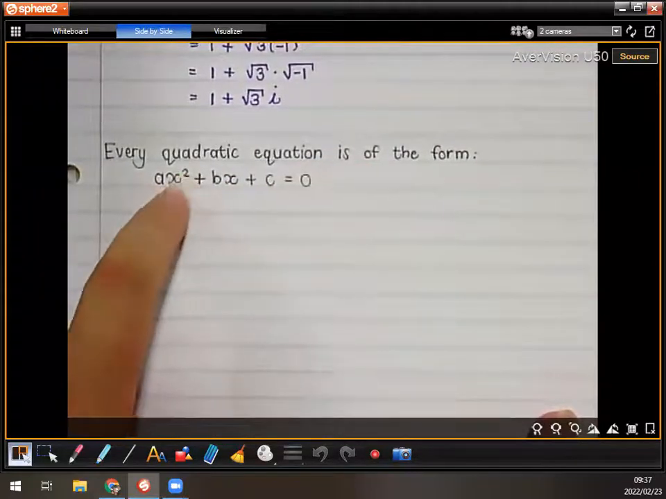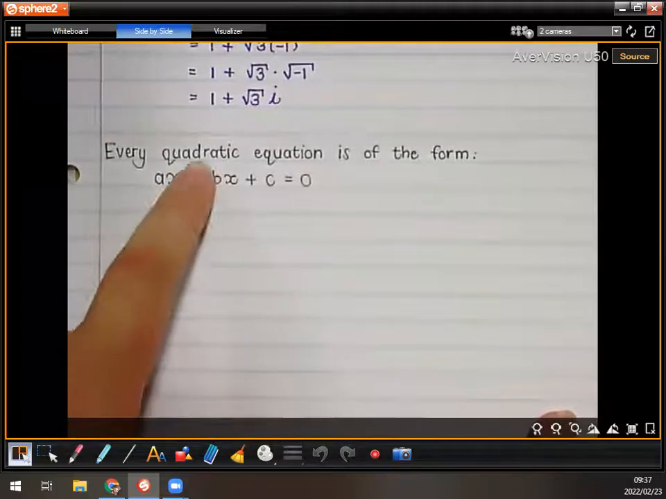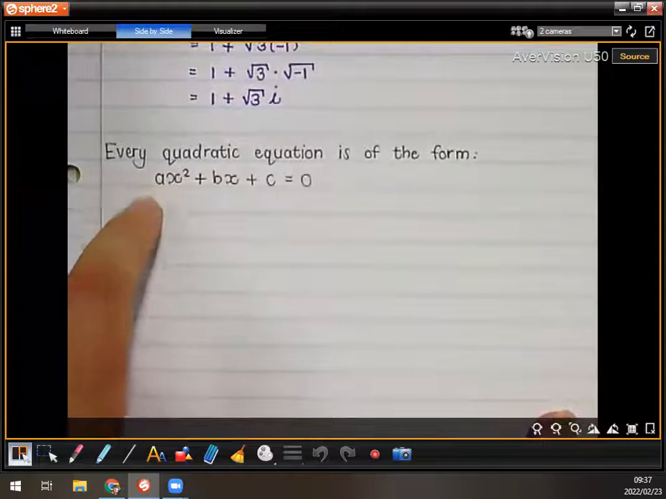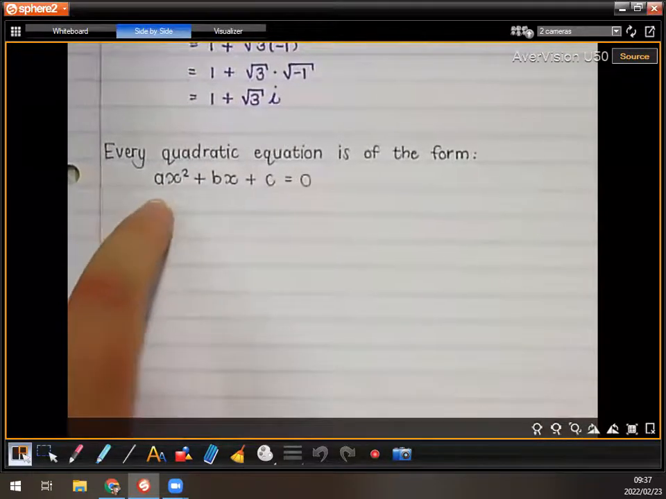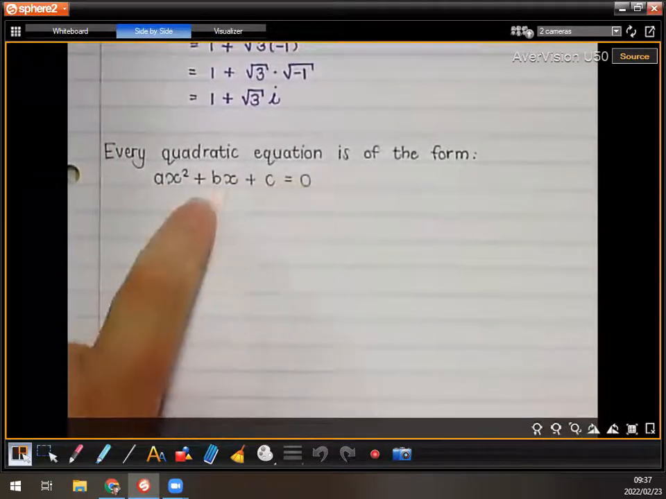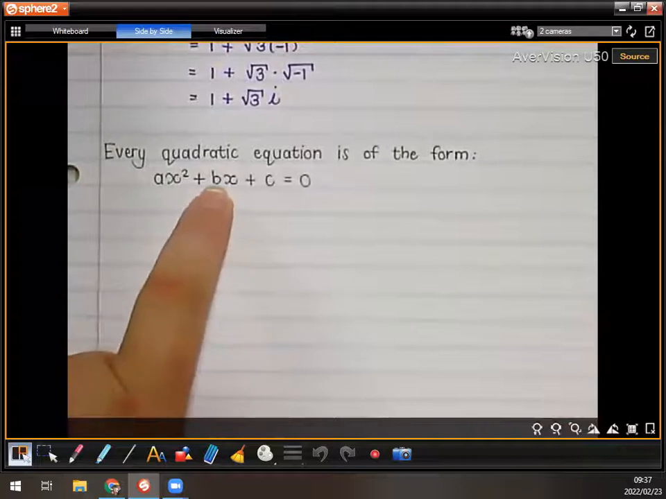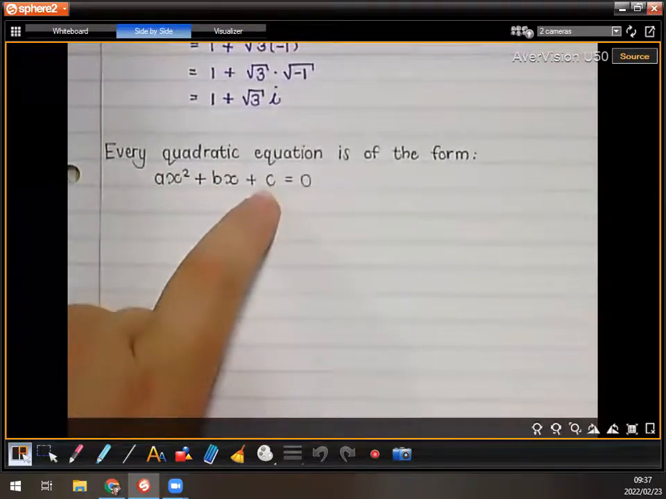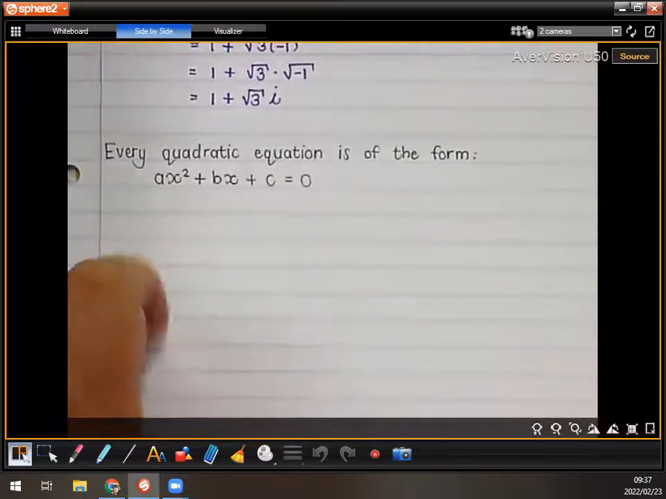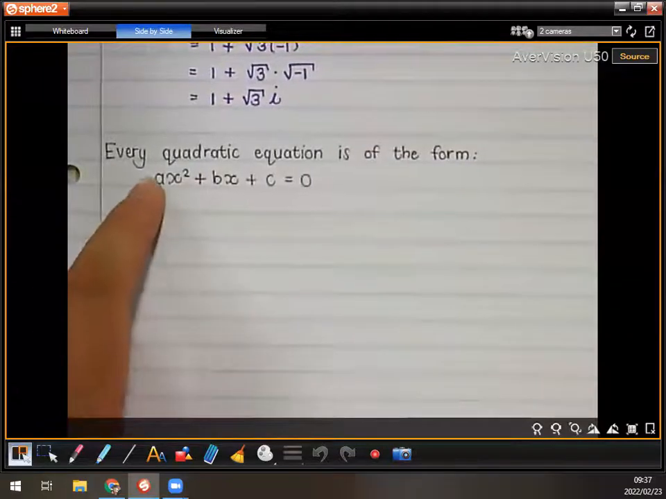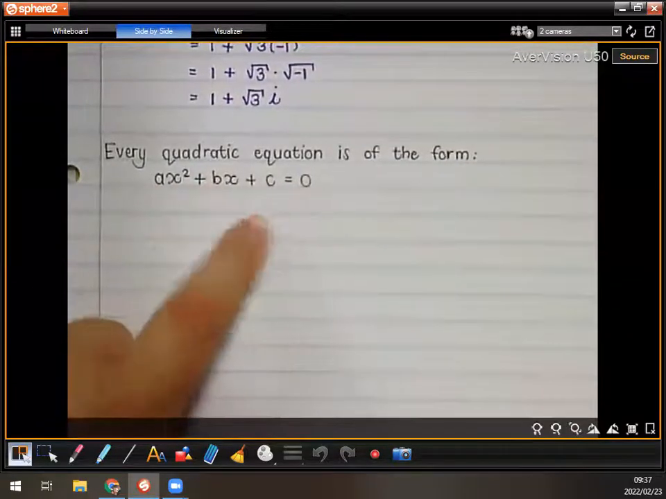Your highest exponent of x is 2, right? That's what makes it quadratic. All right, so ax squared. So a is the coefficient of x squared. We need to know what these letters represent because these letters are coming up in the formula. Okay, so a is always the coefficient of x squared, b is always the coefficient of x, and c is always the constant term. All right, so when in the formula you see a, b, and c, that's what those letters are referring to, the actual coefficients of those terms.